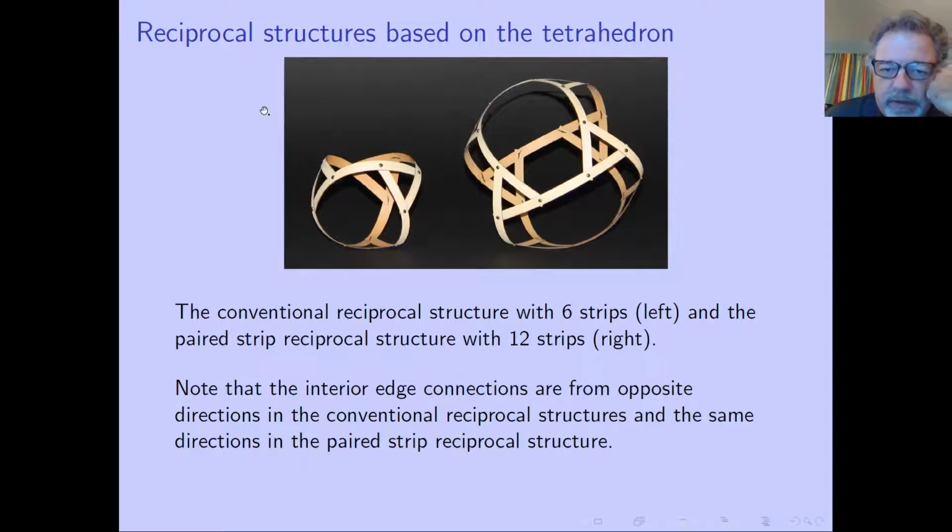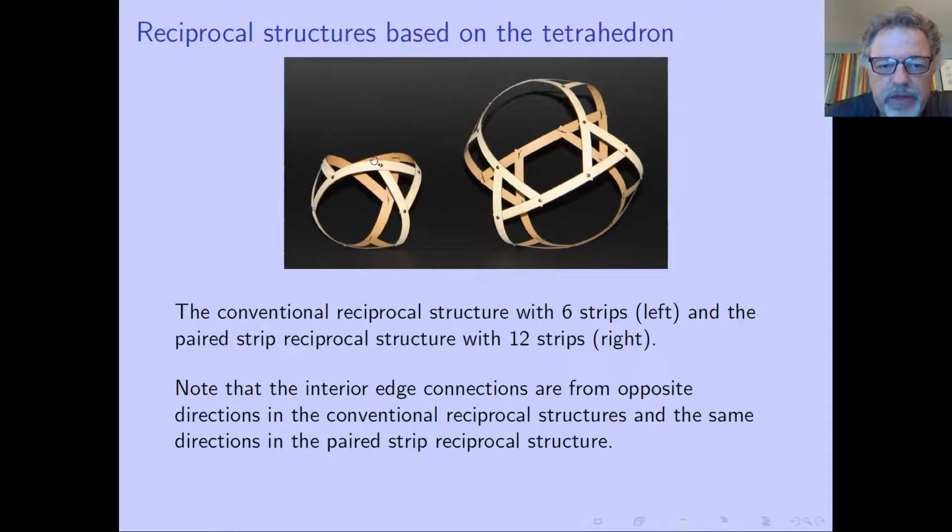So here I want to use this technique to show some new structures based on some simple polyhedral forms. What we have here is the tetrahedral form using strips, and then this is the simple reciprocal structure, and then what we see here is the paired strip reciprocal structure.